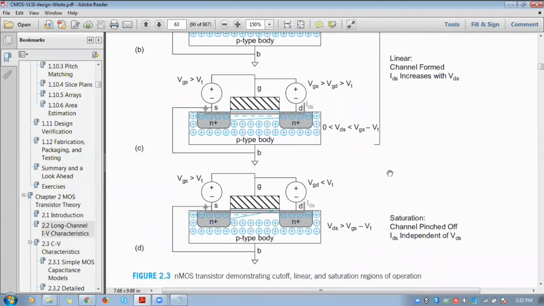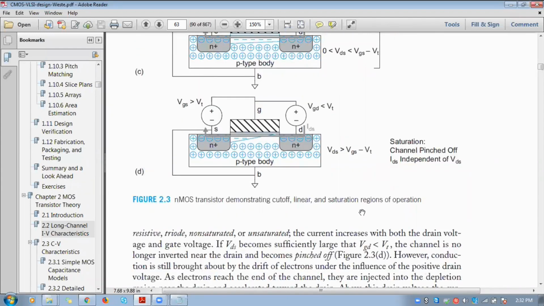And the second condition in the linear region for pMOS is VDS greater than VGS minus modulo VTP. Likewise, for the saturation region, VDSN less than VGSN minus modulo VTP. That has to be corrected.